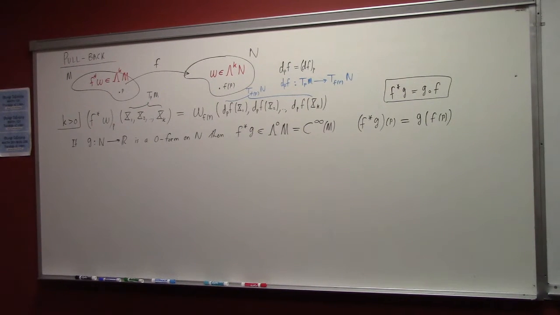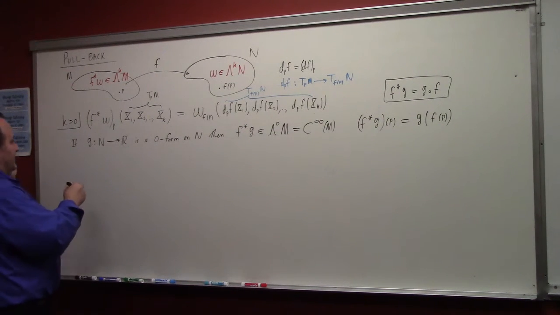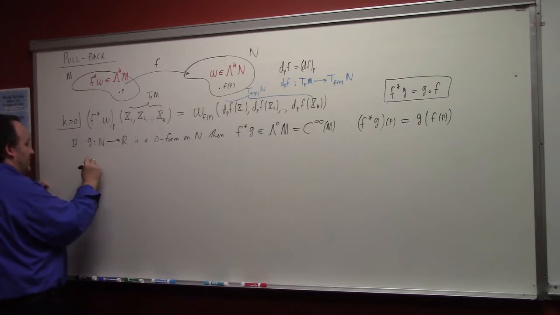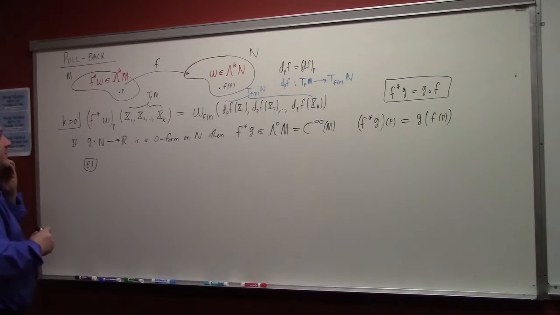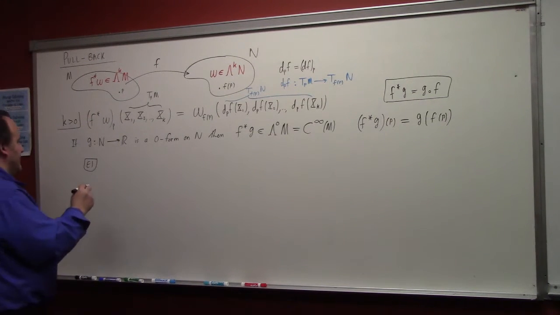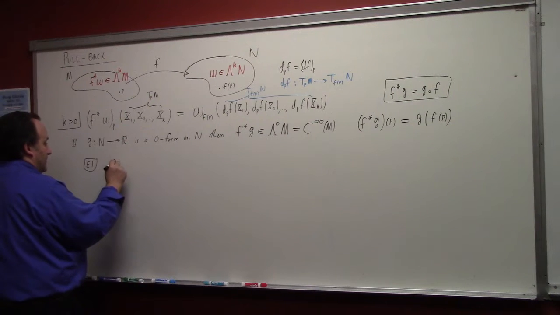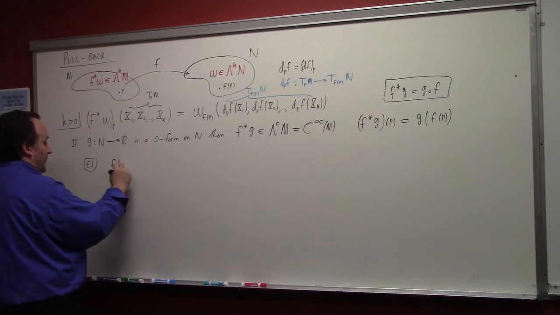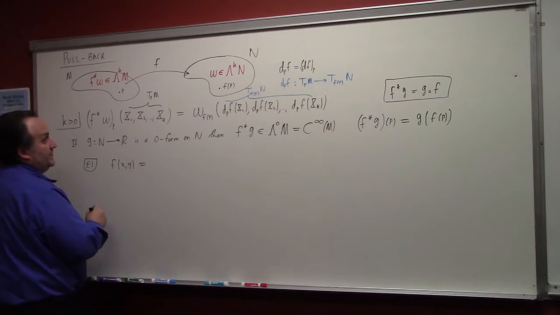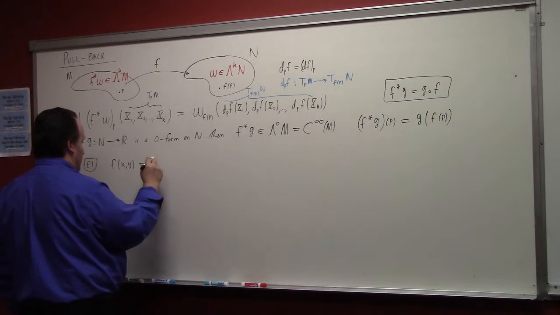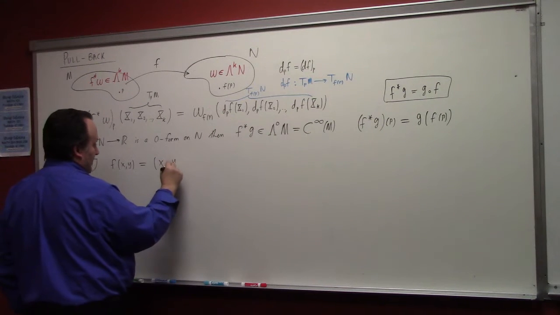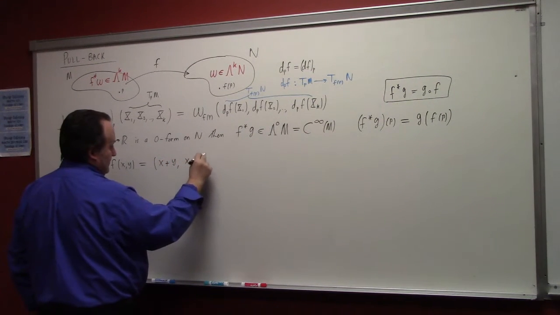So far, so good? Let's see if we can actually work this out for a silly example. Example 1. What if I had f of (x, y) equal to, let's say, I don't know, (x plus y, x minus y).